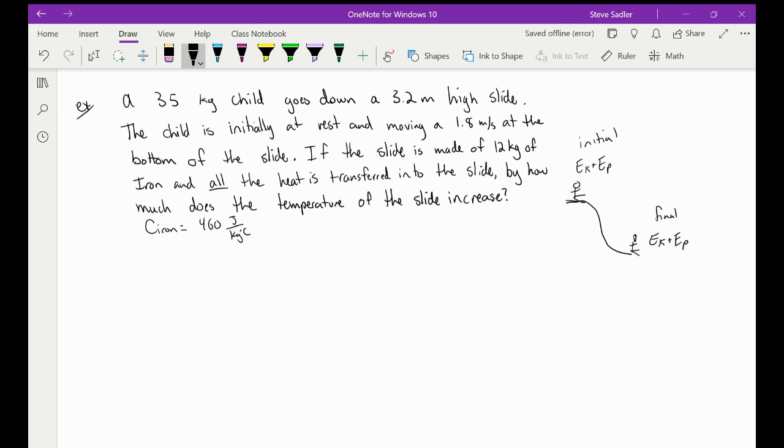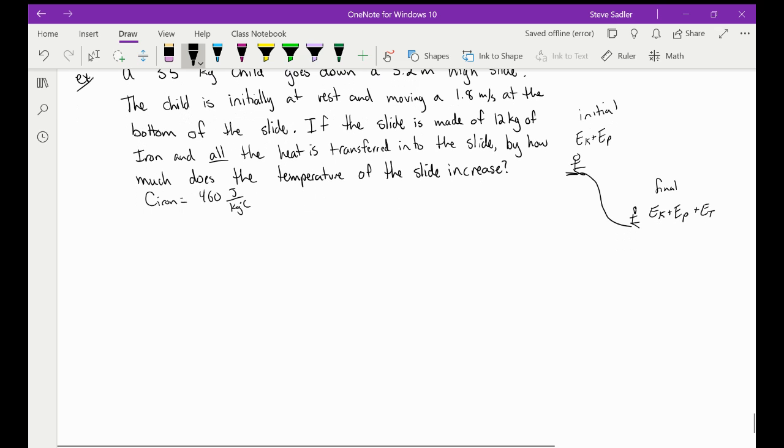In the final, we have to also include thermal energy because we lost some thermal energy. So in the final, we have to include that because energy is conserved. So we can say energy initial is equal to energy final. Initially, we're going to have kinetic energy initial plus potential energy initial. Final will be kinetic energy final plus potential energy final plus thermal energy.